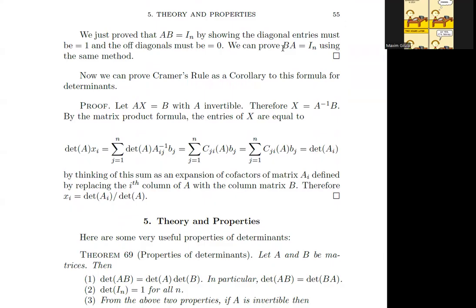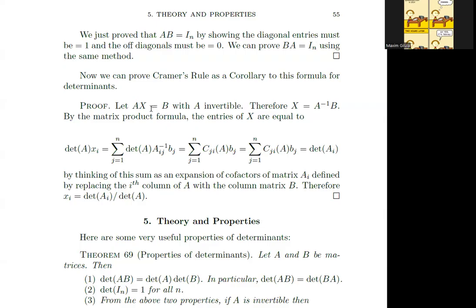You could also do it the other way because inverse needs to be two-sided. So you also need to check BA. But one of these will use the fact that you could sum over any row and take the cofactors of any row, and the other one uses that you can use cofactors over any column. So the proof is pretty much the same. Now we could prove Cramer's rule as a corollary to this formula for determinants.